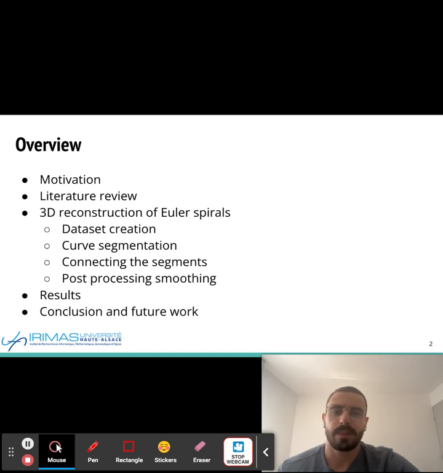As an overview of this presentation, I will start by talking about the motivation that led us to work on the idea of the 3D reconstruction. Then I will talk about the literature review by showing some previous work that have things in common with our work. After that, I will talk about our work, which is the 3D reconstruction of Euler spiral, and I will go into the details to explain how we did our approach, starting from the dataset creation to the curve segmentation algorithm, then how we dealt with connecting the segments, and finally the post-processing smoothing of the curve.